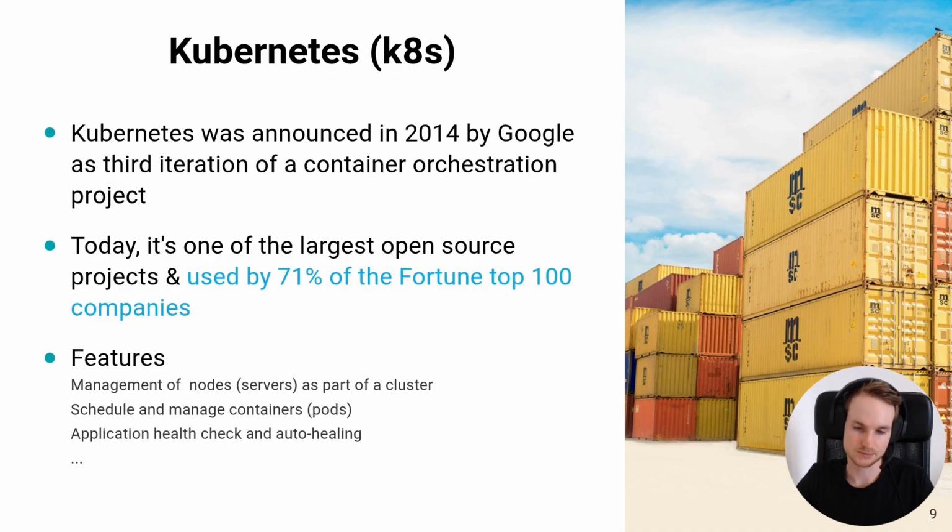So what are the features of Kubernetes? The feature is management of nodes or servers as part of one cluster. So we can have one cluster which consists of multiple nodes. And then we can schedule containers, which are applications, or in Kubernetes terms, pods, on these nodes. It has application health checks for these containers, for these pods, and also auto healing. So it knows when a pod crashed or ran out of resources and is able to fix that with a continuous reconciliation loop.